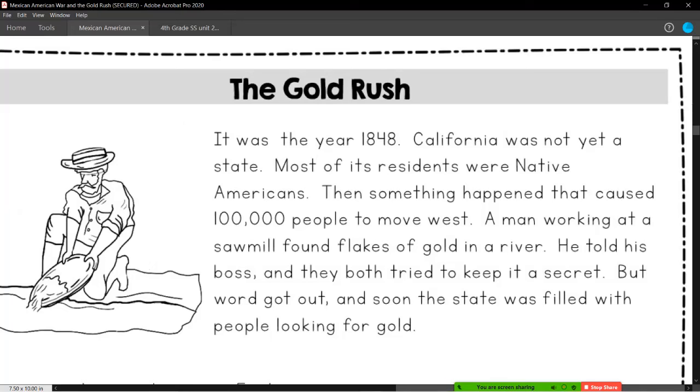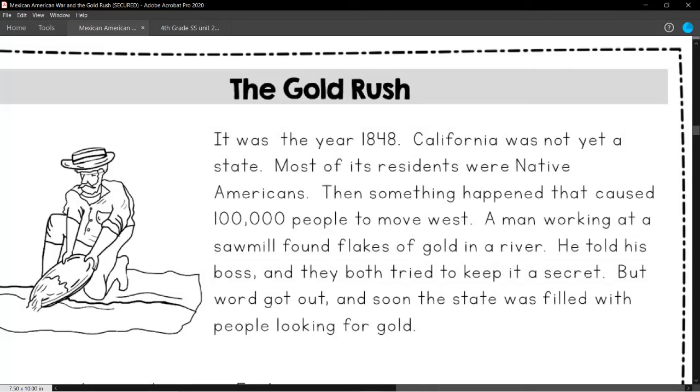Okay, let's get back into our reading. We're going to read about the gold rush. It was the year 1848. California was not yet a state. Most of its residents were Native Americans. Then something happened that caused 100,000 people to move west.